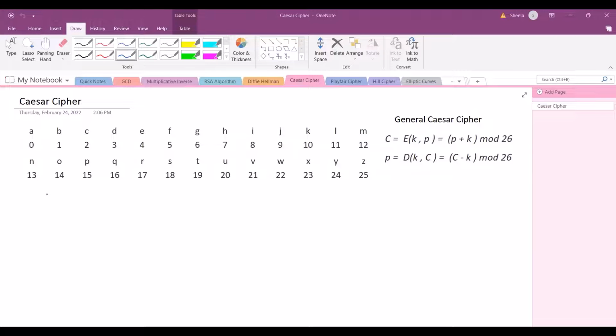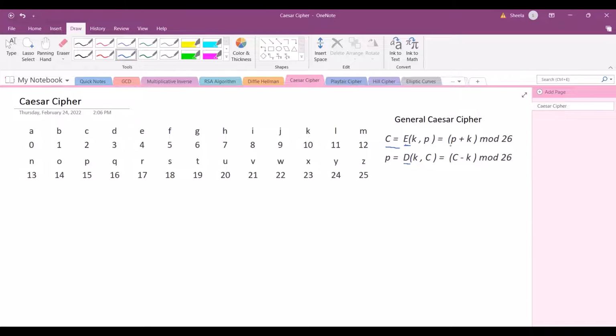So hello everyone. Today let us consider Caesar cipher. When we consider Caesar cipher, this is the general expression we have. In case of Caesar cipher, we can express ciphertext as C equals E of K comma P, where E represents encryption and D represents decryption.